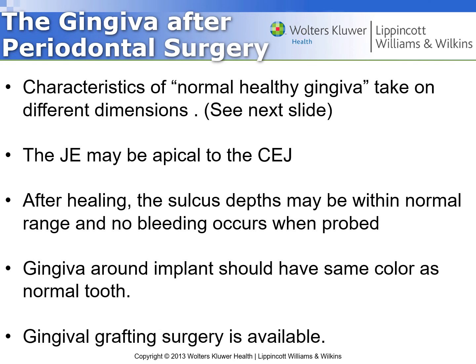The gingiva around an implant should have the same color as a normal tooth if it's healthy. And gingival grafting surgery is always available with your oral surgeon or your periodontist.